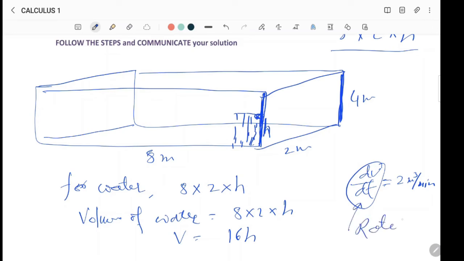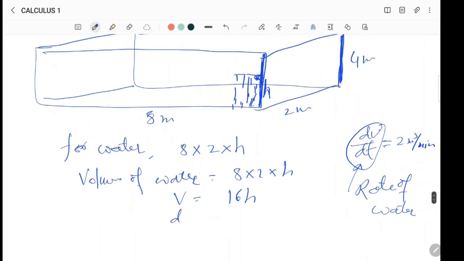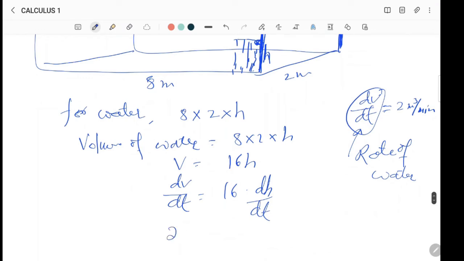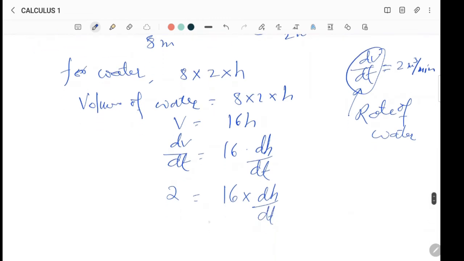Okay, rate of water here. So now differentiate. dV over dt is 16 times dh over dt. Okay, so dV over dt is 2, this is 16, and this is dh over dt. dh over dt is 2 over 16, which equals 0.125 meter per minute.